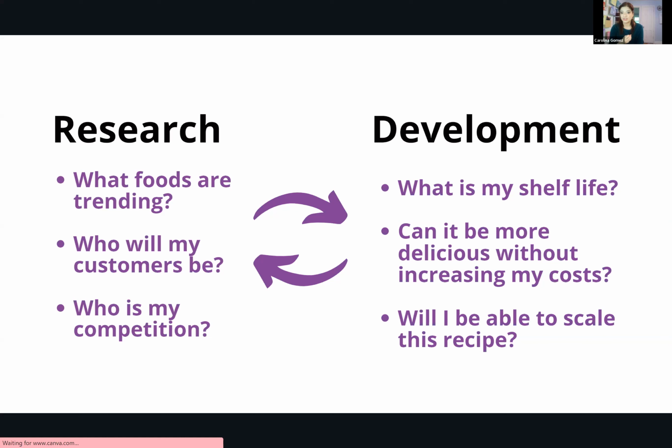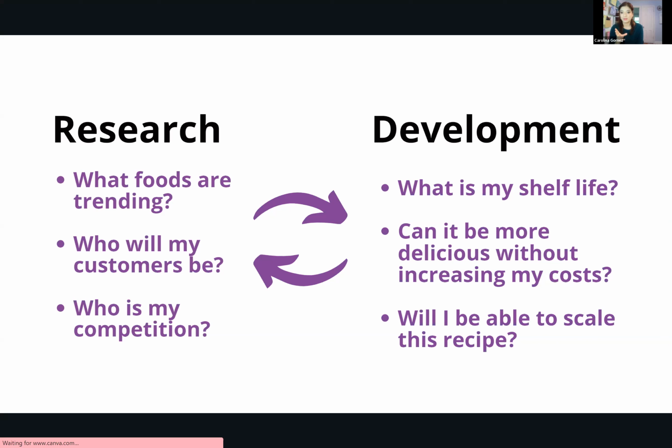And who is your competition? Which kind of goes along with what foods are trending also. I mean, who is your competition? No matter what in the food industry, you have competition. It doesn't matter if it's not the same exact product. The customer has a lot of choices in basically every category of food product that there is. You're going to be one more of those. So you need to understand who your competition is so that you can differentiate yourself. So those are the main things I think about when I think about researching.